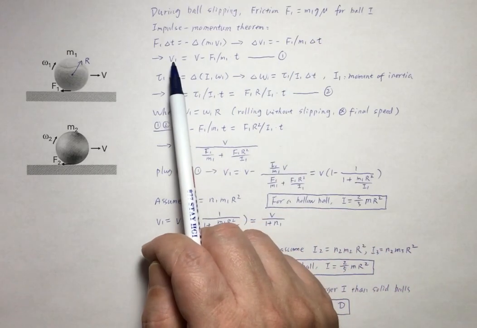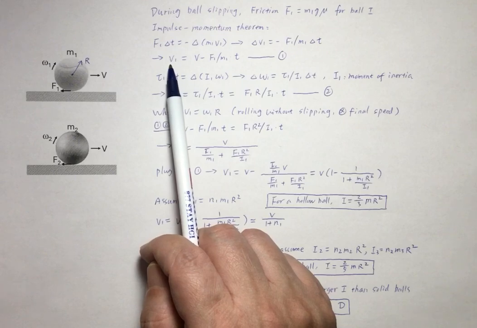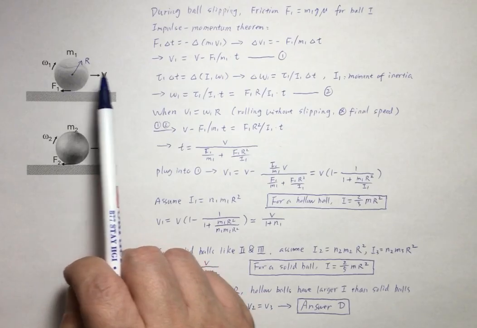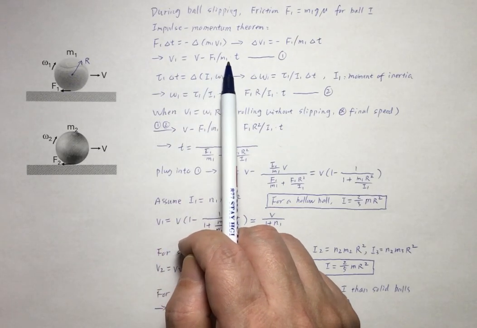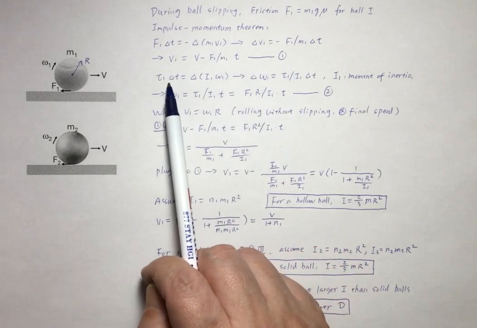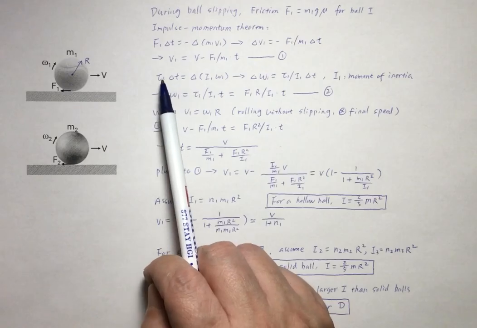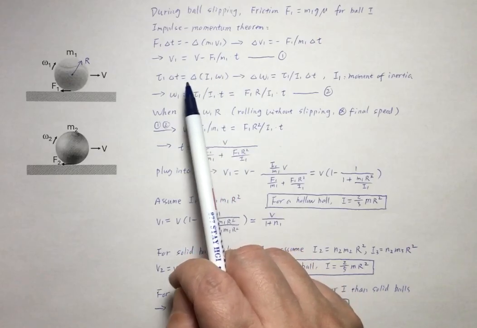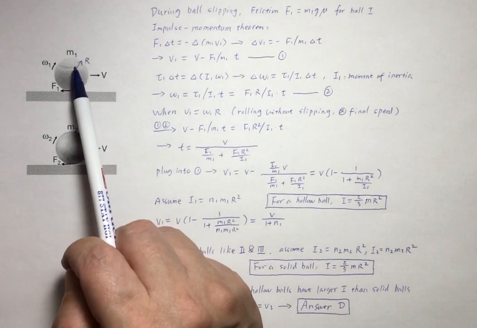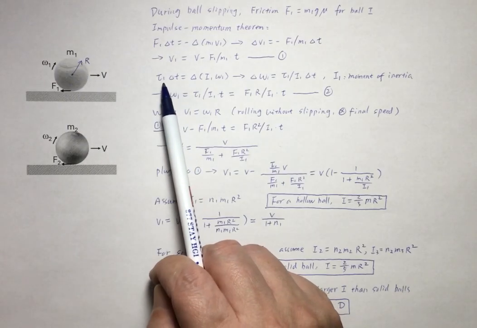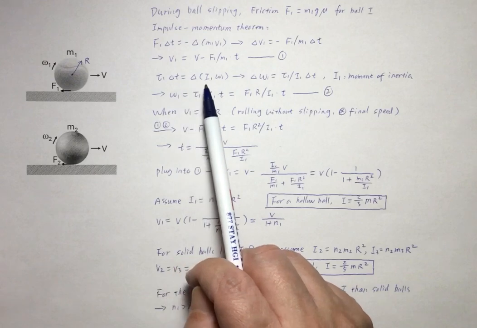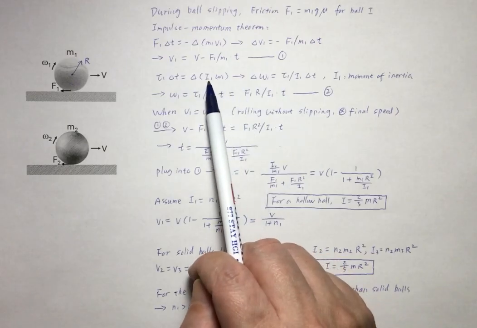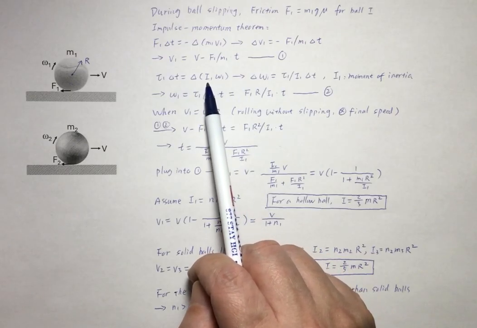Now this gives us an equation for v1, the speed of the tennis ball after its launch. So v1 equals v minus F1 over M1 t. This is equation 1. Then we also look at the torque impulse versus angular momentum theorem. Torque is F1 R, where R is the radius of the ball. Torque delta t is equal to the angular momentum change. Angular momentum is I1 omega 1.